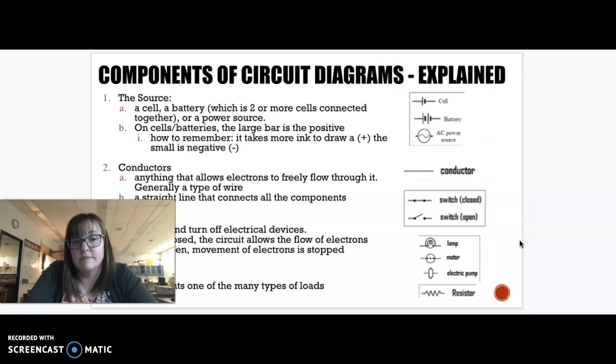So you've got the cell, which is a battery, which has one or more cells in it. So basically a power source. And then this just explains how to tell which one again. The short one, negative, long one, positive. A conductor is anything that allows electrons to flow freely through it. It's a straight line. Your switch turns it on and off. When it is open, you don't have any current flowing because it's not a complete circuit. When it is closed, you have the free flow of current in your circuit.